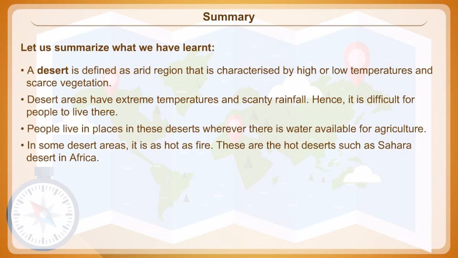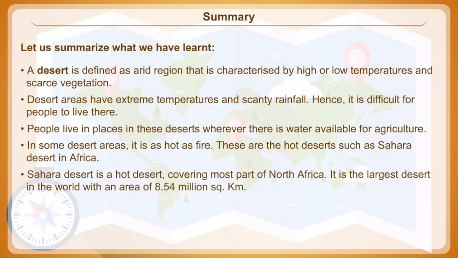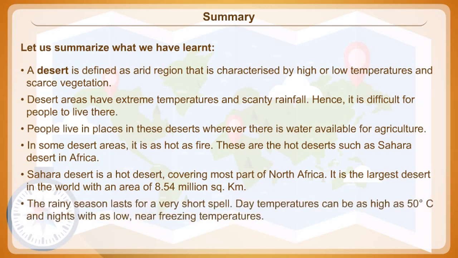In some desert areas, it is as hot as fire. These are the hot deserts such as Sahara Desert in Africa. Sahara Desert is a hot desert covering most part of North Africa. It is the largest desert in the world with an area of 8.54 million square kilometer. The rainy season lasts for a very short spell. Day temperatures can be as high as 50 degrees Celsius and nights as low as near freezing temperatures.